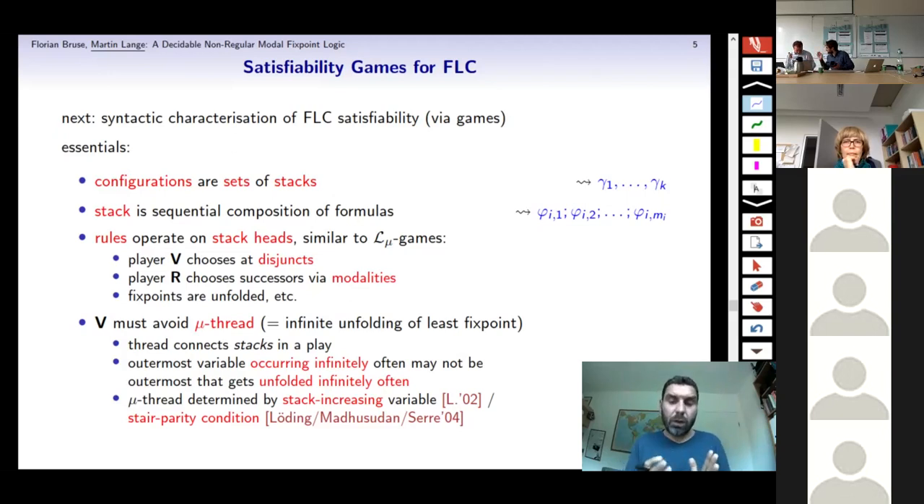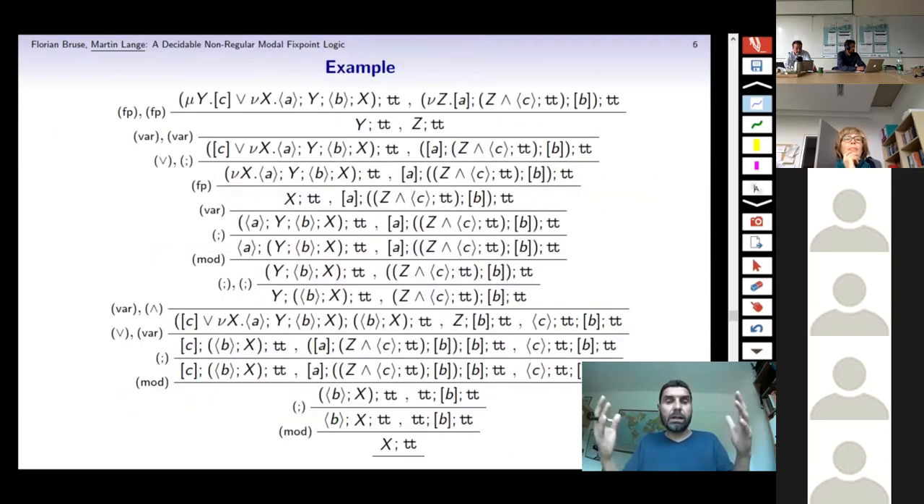Essentially, we need to observe here that it's not enough to just look at occurring fixed points, but you also need to see what the stack heights are at the moments when a fixed point variable occurs. I'll give you an example to show you what this means. So here's an excerpt of a play in a satisfiability game on some formula, which is the conjunction of these two. I've abbreviated a few things, like applying two rules at the same time, in order to get a few of these configurations onto the slide here.